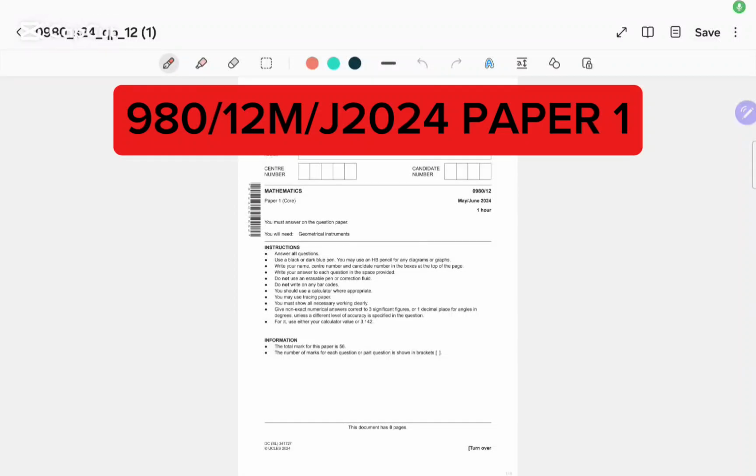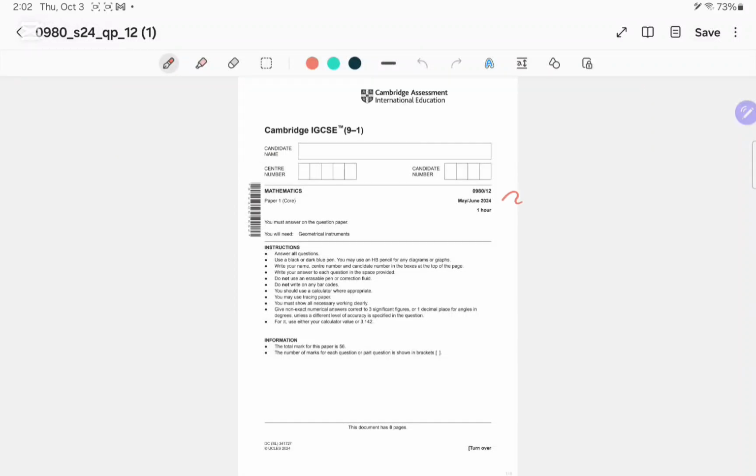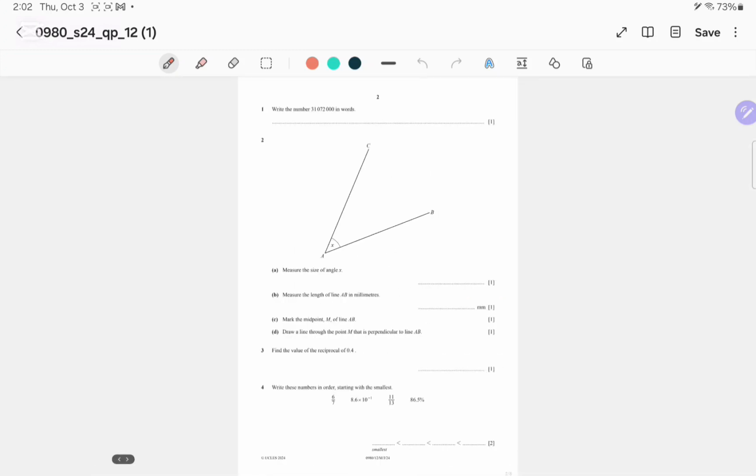Good morning. Today we are going to see paper 98012 May June 2024 mathematics paper 1. Okay, it's a core paper. So this is your first question. We have to write it in numbers. We have to write it in words.